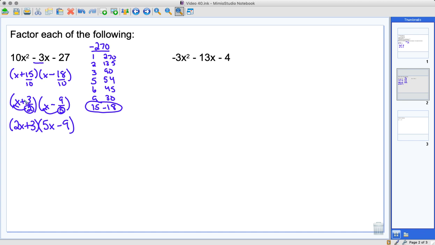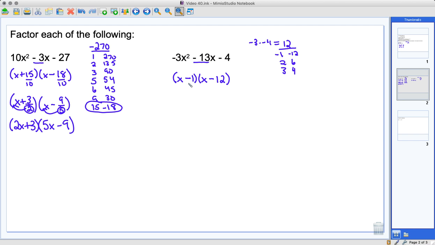All right, the next one, and do the same thing. Take -3 times -4. So you get 12. We want factors of 12 that add up to -13. So 1 and 12, 2 and 6, 3 and 4. Well, 1 and 12 add up to positive 13, so we're going to make them both negative. So I'm going to have x minus 1 and x minus 12.